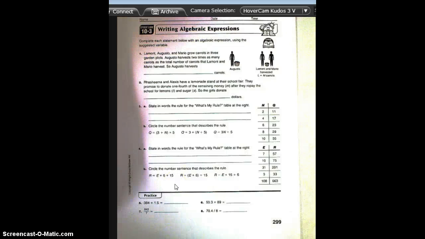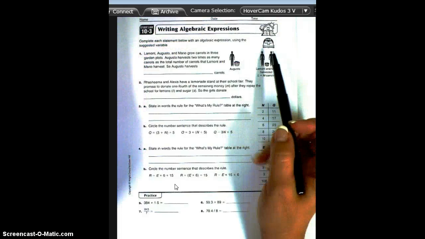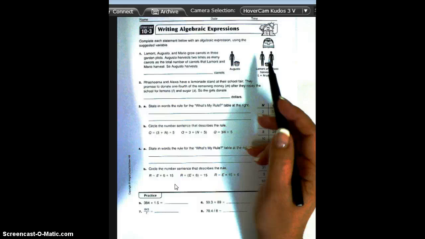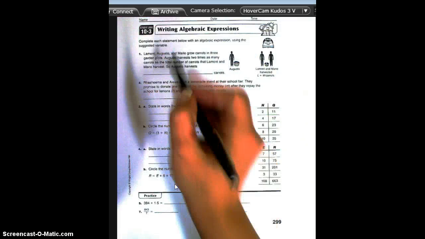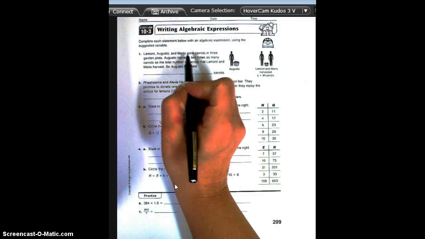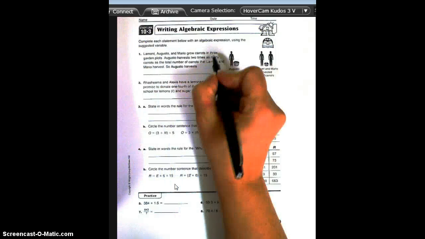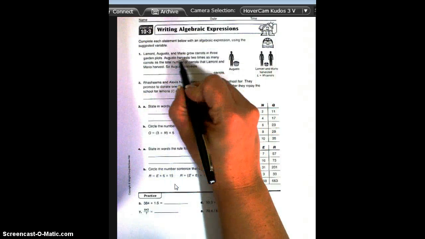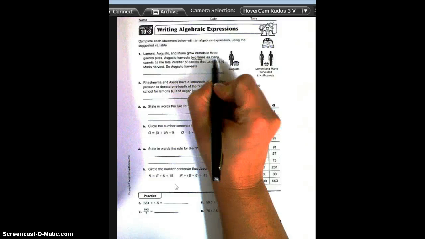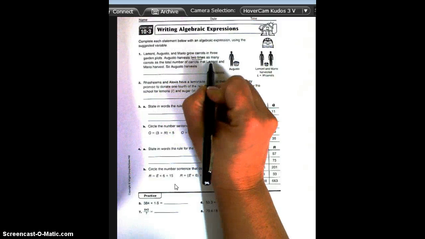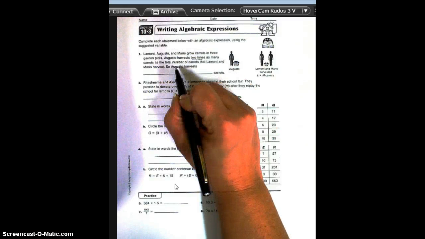Okay, fifth graders, so today's homework is a lot like what we did this morning in class, writing algebraic expressions. Remember, expressions don't have equal signs, so we don't want any of those today. Lamont and Augusto and Mario grow carrots in 3 garden plots. Augusto harvests 2 times as many carrots as the total number of carrots that Lamont and Mario harvest.